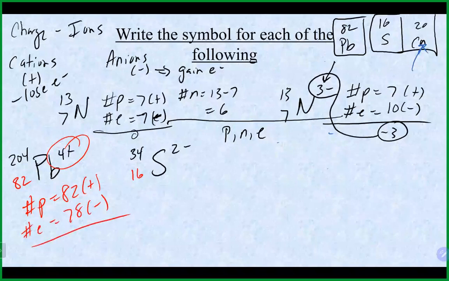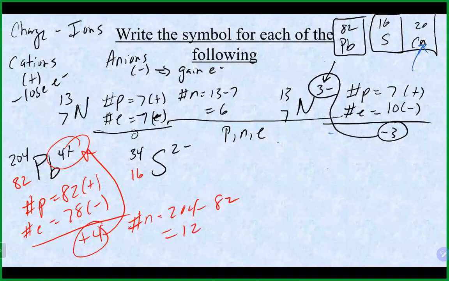82 positives and 78 negatives leaves you a +4 left over, which once again is where we get our charge from. And our neutrons, just like normal, would be 204, which is our mass number, minus 82. Looks like 122 is what we should end up with there. Any questions on that one there?